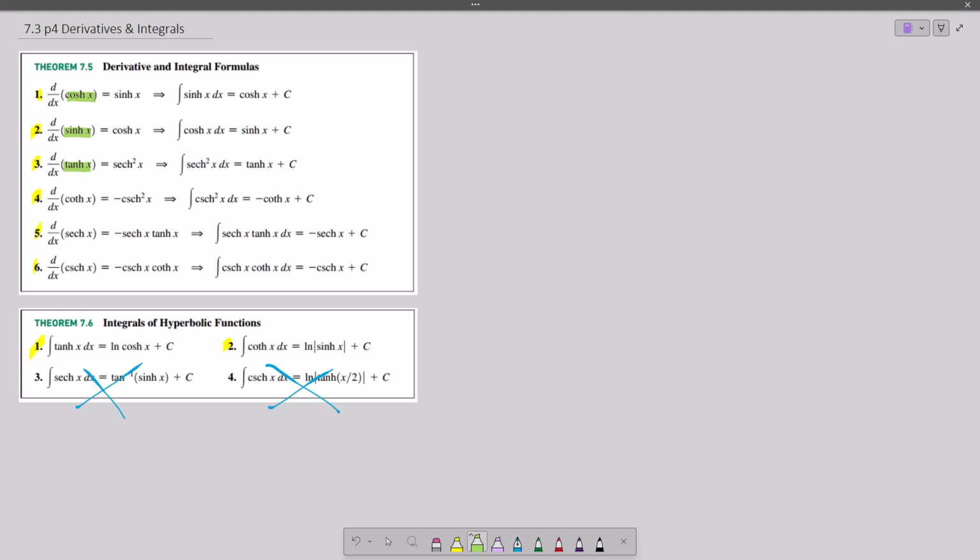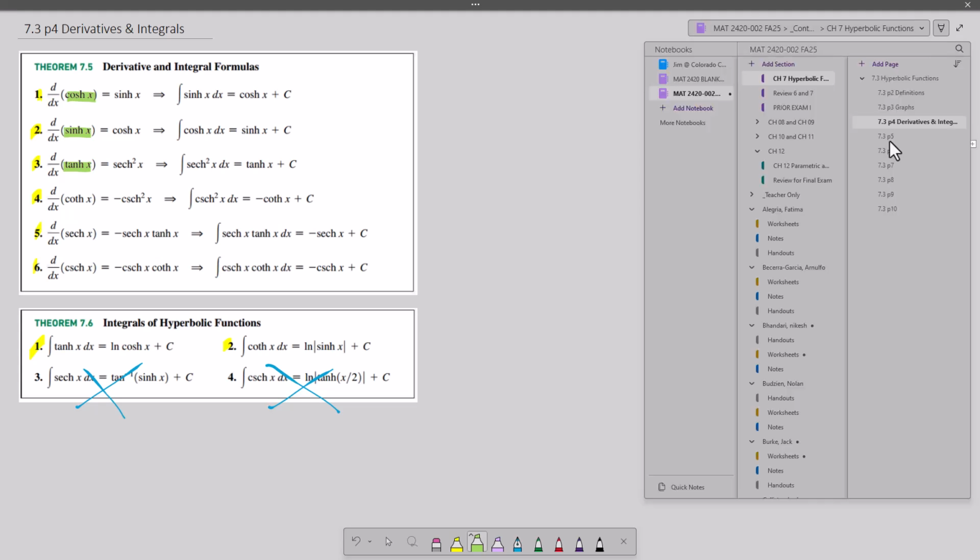And then we're going to talk about why these are what they are down here in a moment for the integral of tanh and coth. We will see how those pan out.